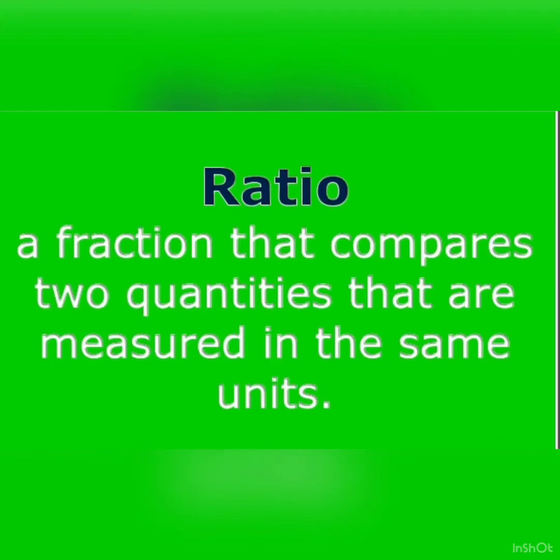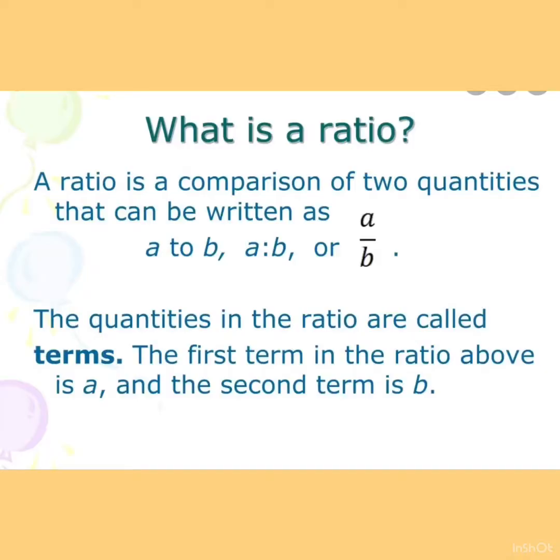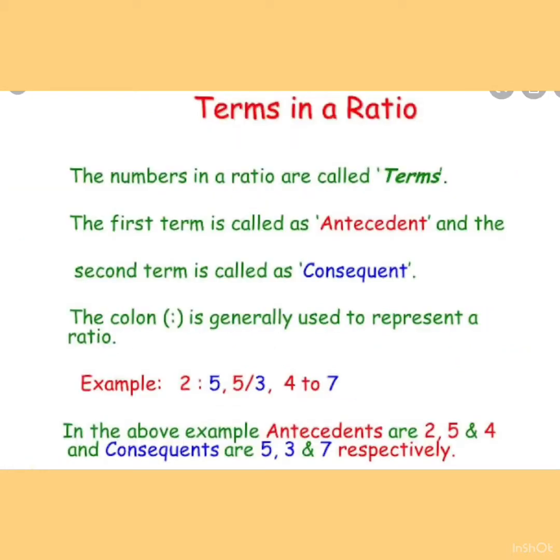Or we can say that a ratio is a comparison of two quantities that can be written in three different forms, that is A to B, A colon B or A by B. The quantities in the ratio are called terms. The first term in this example is A and the second term is B. Another name for the first term is antecedent and for the second term is consequent.